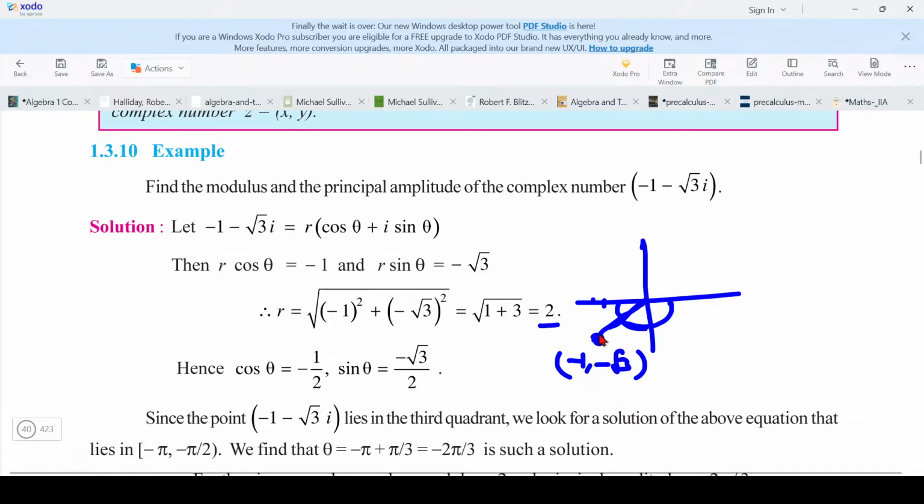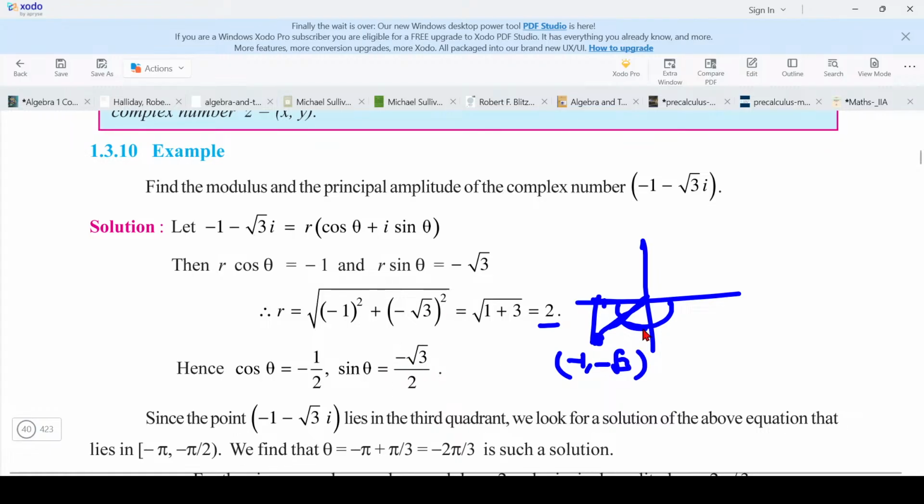And this 1 is r cos theta, this is actually this one. And this root 3 is r sin theta, this is actually this one. Understood? Okay, that's what we are doing here. So obviously, cos theta equals minus half and sin theta equals minus root 3 by 2.